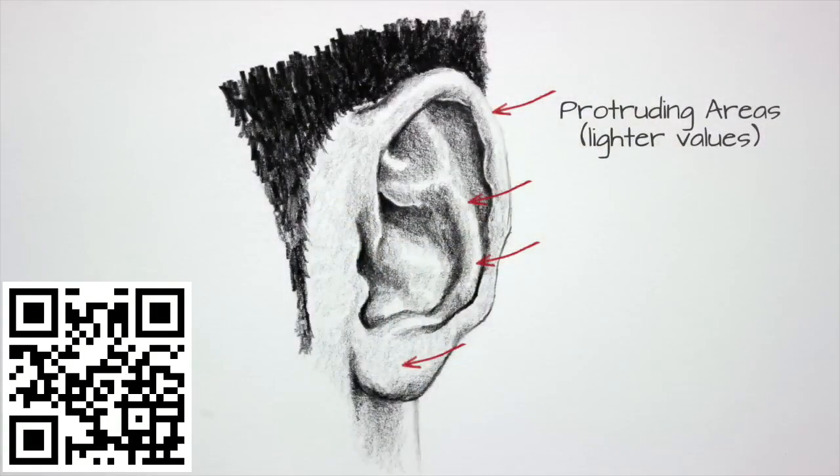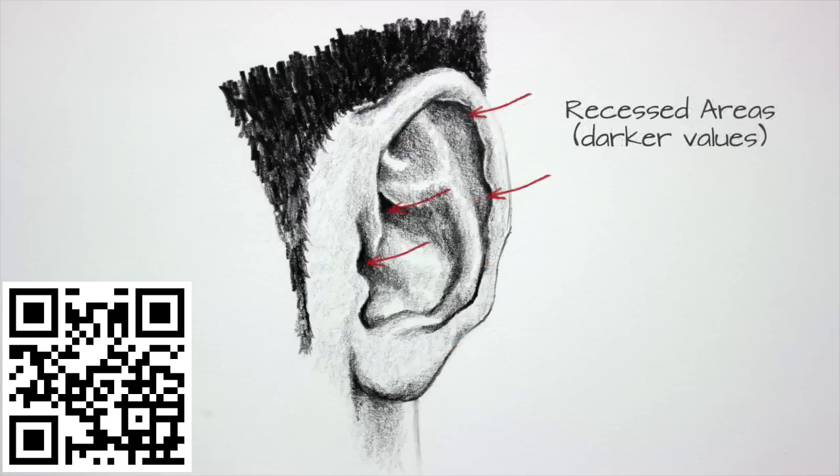Next, we need to consider the values. Value is defined as the darkness or lightness of a color, and it will help create the illusion of the form that's necessary on the ear. Generally speaking, protruding areas will have lighter values. These areas might even be highlighted, and the white of the paper can be left in these areas to make them feel like they protrude. Receding areas, however, will be defined by darker values, since less light can penetrate these locations.